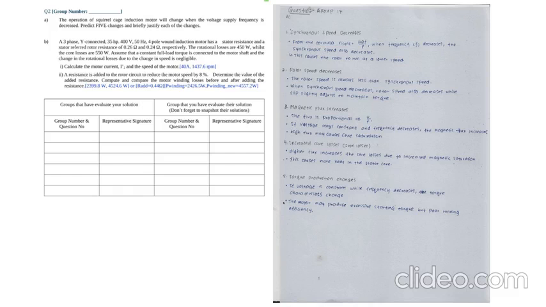So this is our answer for question 2 tutorial. A: how the operation of a squirrel cage induction motor will change when the voltage supply frequency is decreased. Predict 5 changes and briefly justify each of the changes.